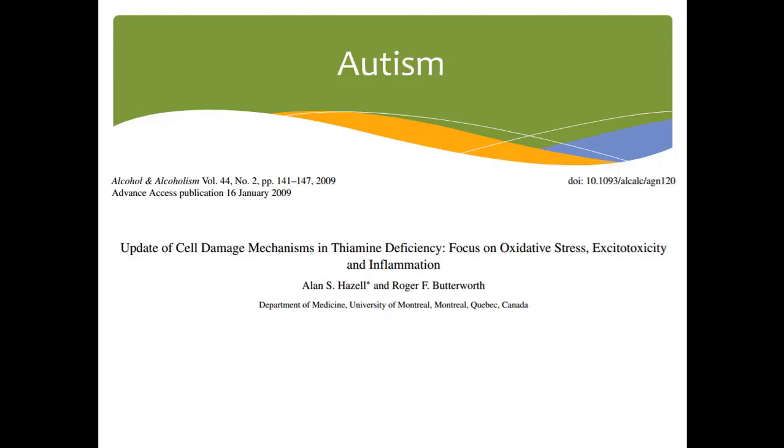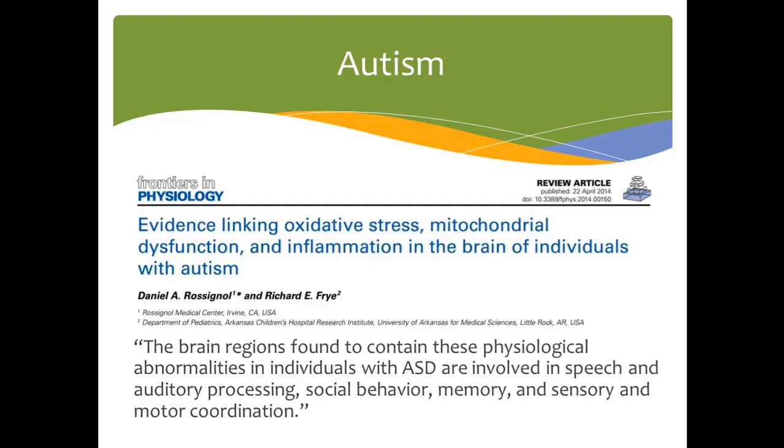I don't quote any information from this article. The title alone says it all. It's a very in-depth review article, again, of thiamine biochemistry and how the cell metabolism is dependent on it. And so, update of cell damage mechanism in thiamine deficiency, focus on oxidative stress, excitotoxicity, and inflammation. Some of those words may be familiar to you if you're familiar with autism at all, and some of the other mechanisms that have been connected to autism. These are definitely at play here.